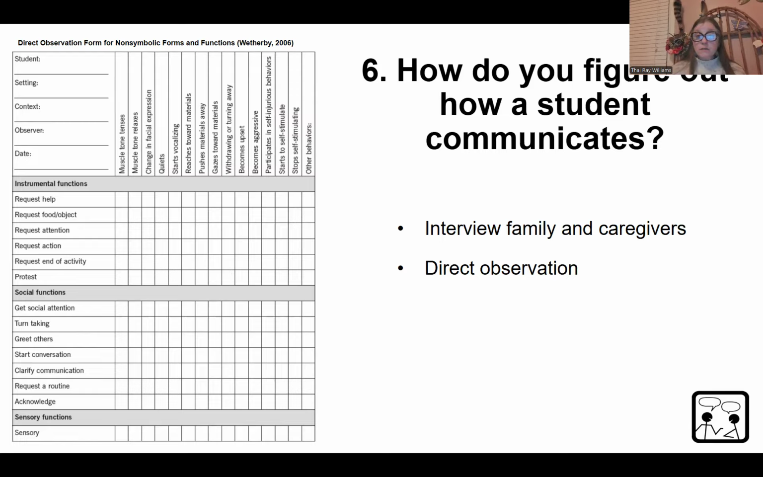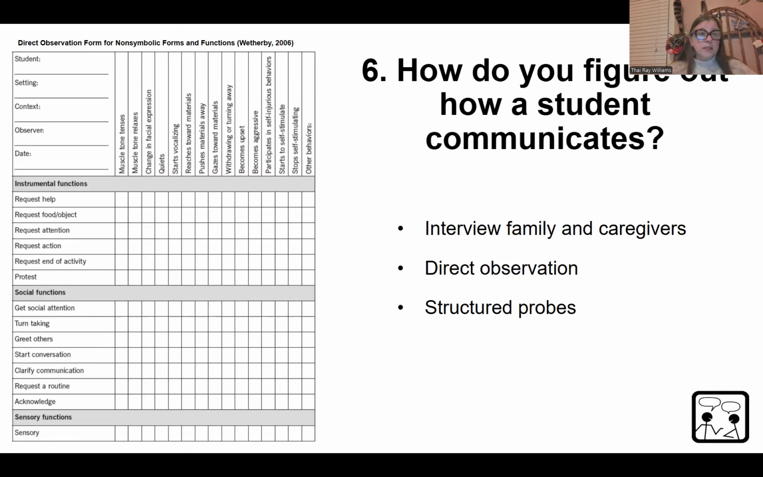You can observe the student for a specific amount of time and see how are they communicating? How are they communicating their knowledge? How are they requesting things? How are they demonstrating what they know or want? And you can do structured probes. So let's look over here to the left. Here's an example of an inventory that you might use.